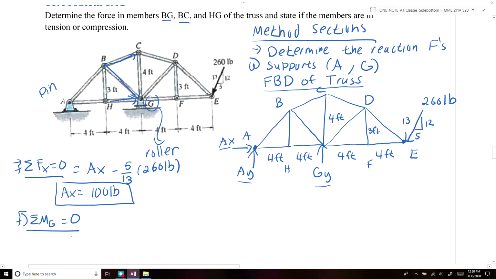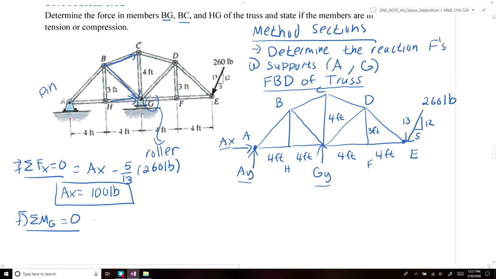You could also sum the moments about point A and solve for GY. Both of those would be acceptable things to do. It doesn't matter which one you pick, but you should pick a point on the free body diagram where you have the most number of your applied forces going through that point. So at point G, AX goes through point G, GY goes through point G. So the only two forces that we have to account for are the y component of the applied force and AY.